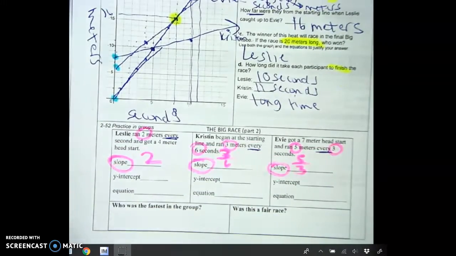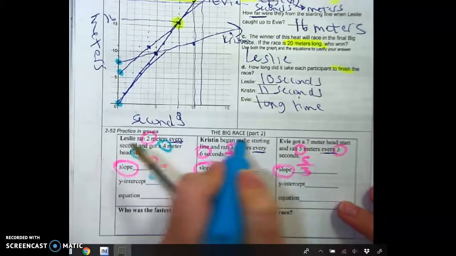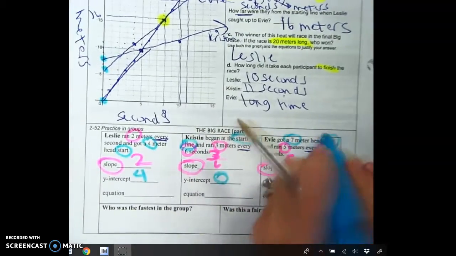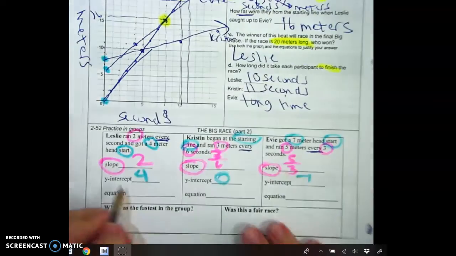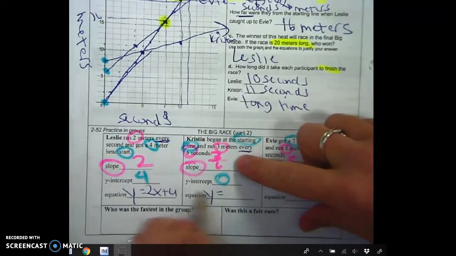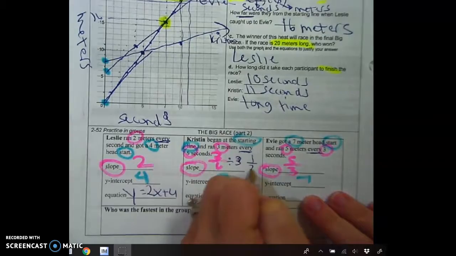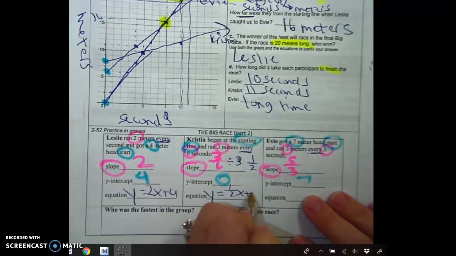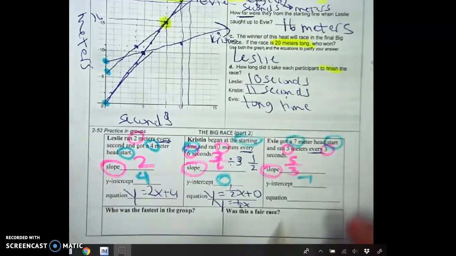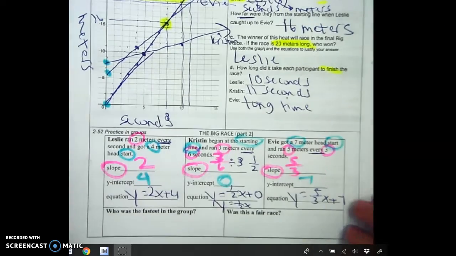Okay. Then the y-intercept for start. Starting line, 0, 7, start. Okay, now I write the equation. Y equals 2x plus 4. Y equals, now this one's actually wrong because I can divide by 3, and that's 1/2. So y equals 1/2 x plus 0, or y equals 1/2 x. And then y equals 5/3x plus 7.